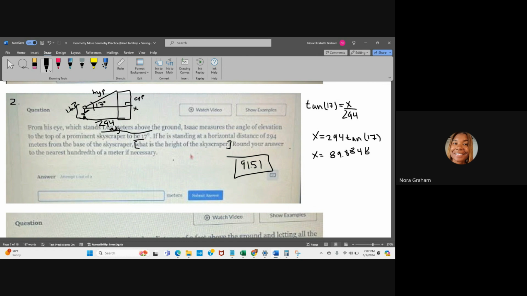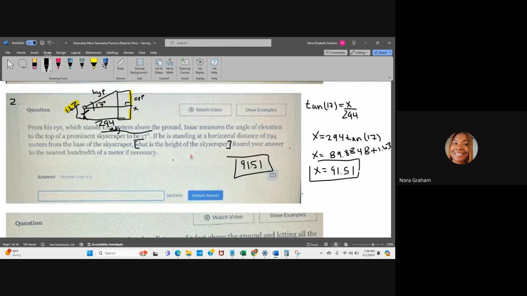And don't forget, I just found this portion of the building. I still need to find this portion of the building, which they gave us is right here. So I need to add that on to here. So I add plus 1.63. Once I add that on, I get 90.51, and you can round that to whatever your Delta Math wants you to round it to. Same answer I got here.